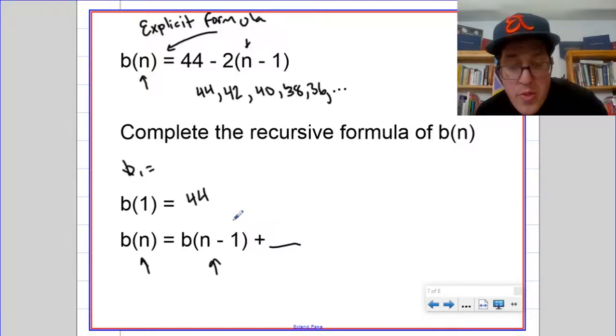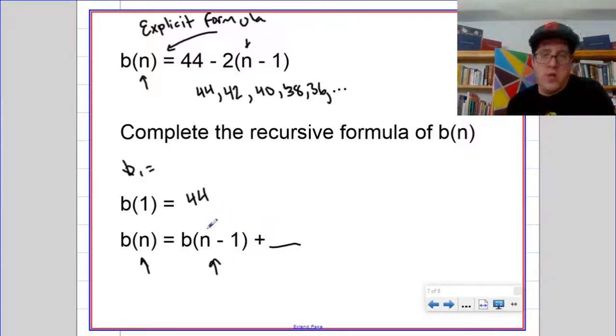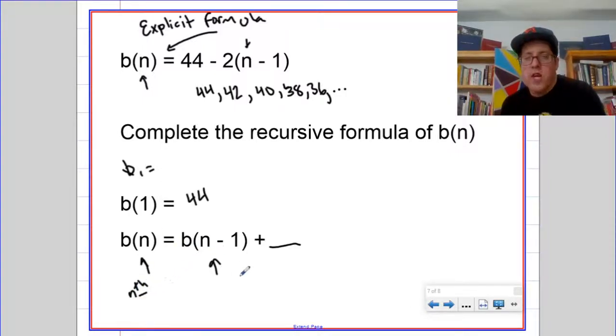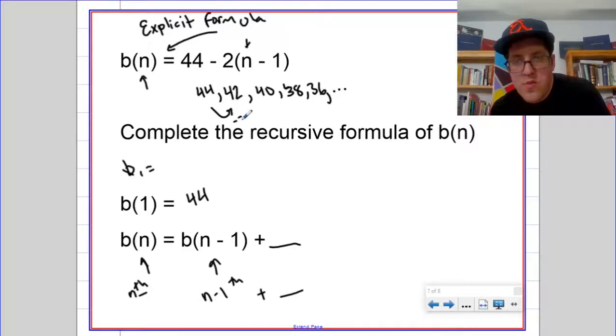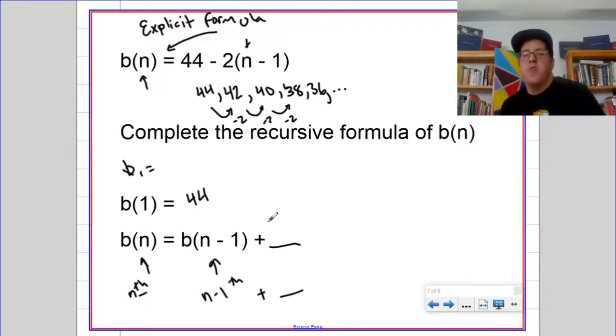Now, remember, don't think of this like distribution. So don't say bn minus b. You're not distributing that b. This is plugging in for n. So this means the nth term, or a particular term, is the n minus 1th term plus what? Well, to go from one term to the next, you subtract 2. So our answer there is going to be negative 2.